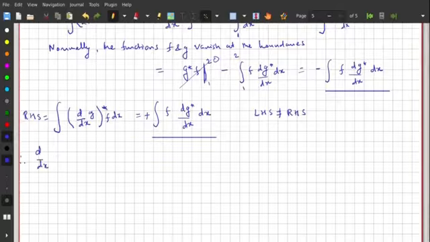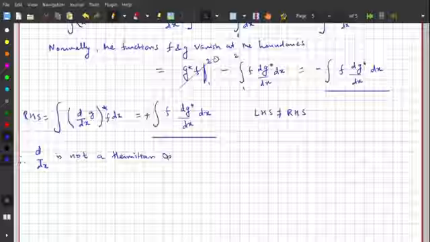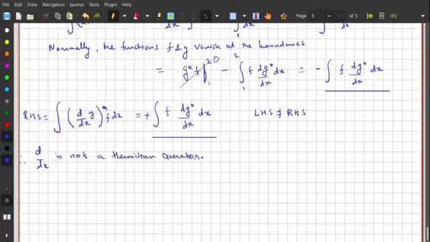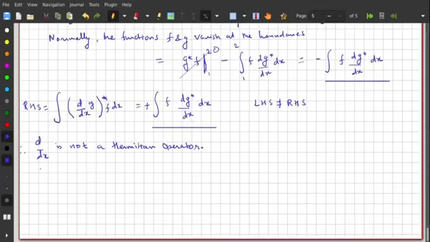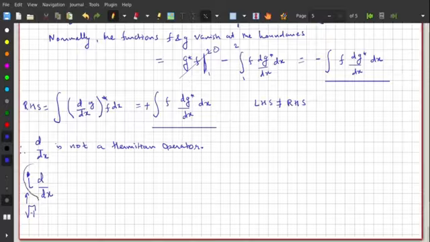So therefore we proved that ddx is not a Hermitian operator, okay. What about other operators? Let's say we have another example where we have the operator i ddx, but this i is the imaginary number, so this is square root of -1. What about this? Is this entire operator Hermitian? We'll see this is a Hermitian operator.